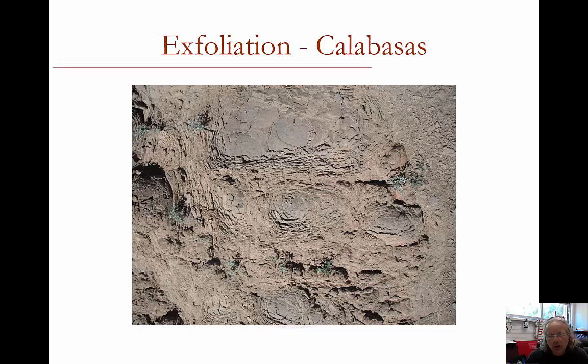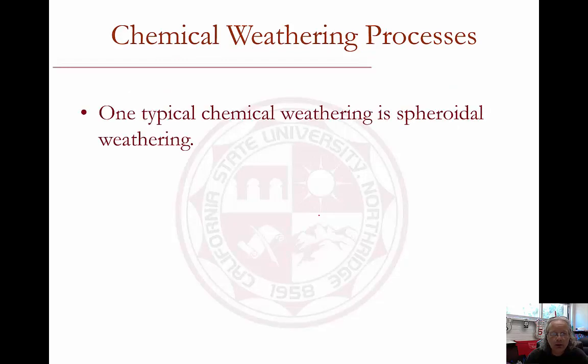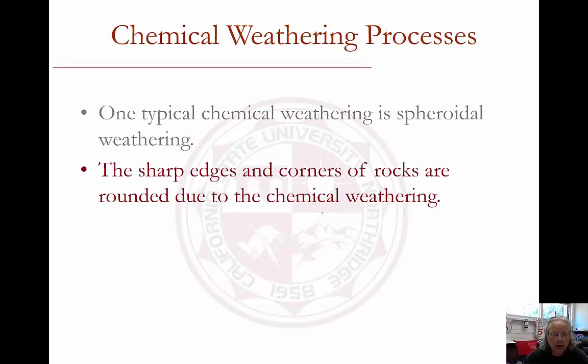The layers below exfoliate like layers of skin, and they chip away and weather. There are some chemical weathering processes too worth talking about. Spheroidal weathering, and you can see this on Calabasas Peak if you hike up there too, but for some reason I can't find the pictures.